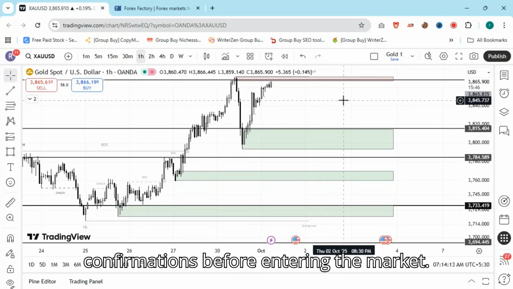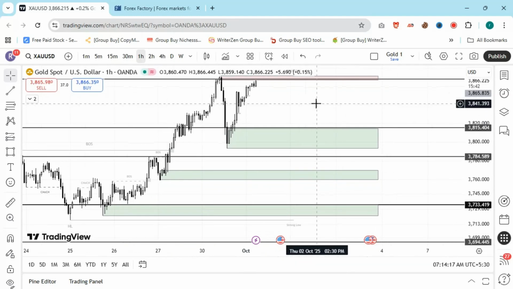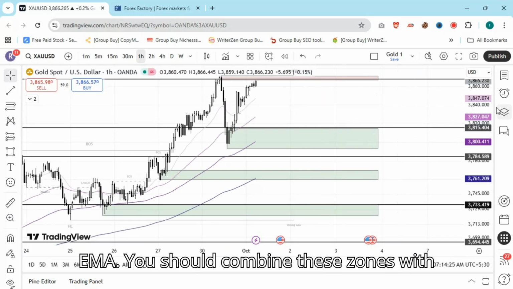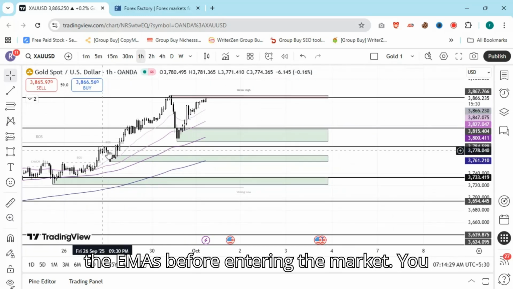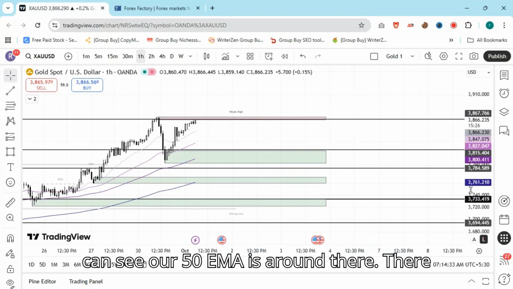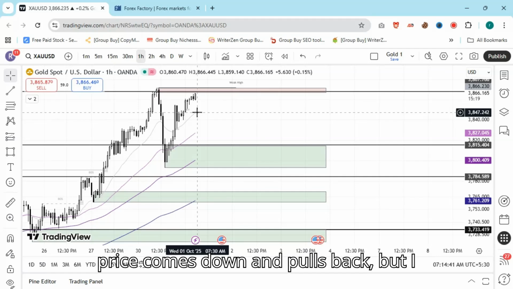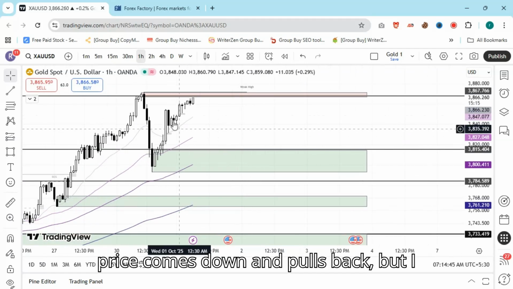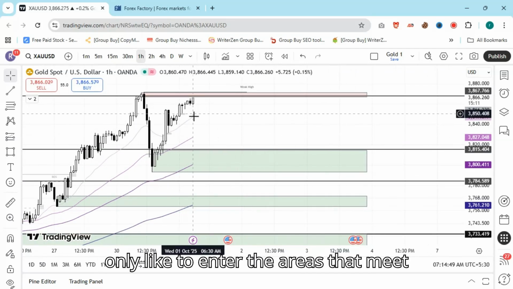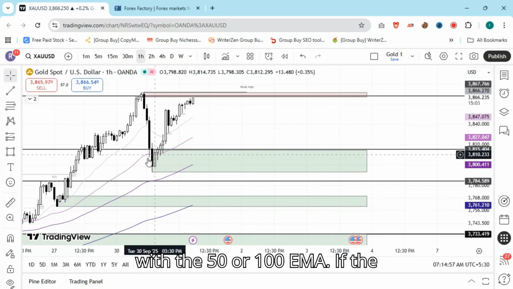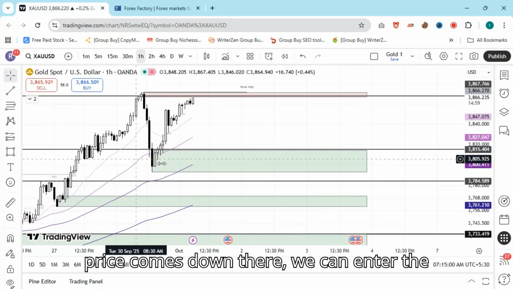Now I'm going to show you the confirmations before entering the market. I use the exponential moving average, EMA. You should combine these zones with the EMAs before entering the market. You can see our 50 EMA is around there. There could be another small pullback if the price comes down and pulls back, but I would not enter at that area. I would only like to enter the areas that meet with the 50 or 100 EMA. If the price comes down there, we can enter the market.